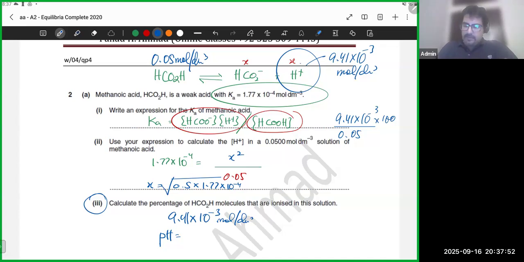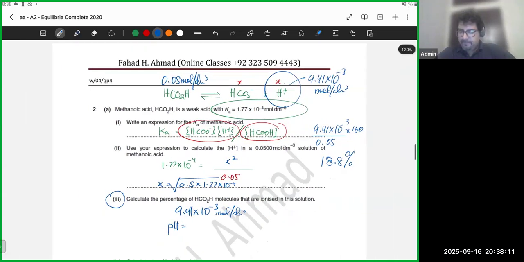You'll get this. 18.8%. Yeah, that's the percentage that got ionized. Yeah, is this clear?